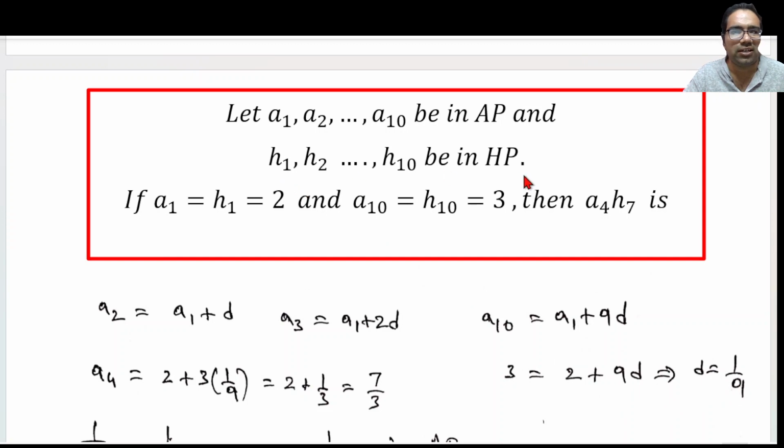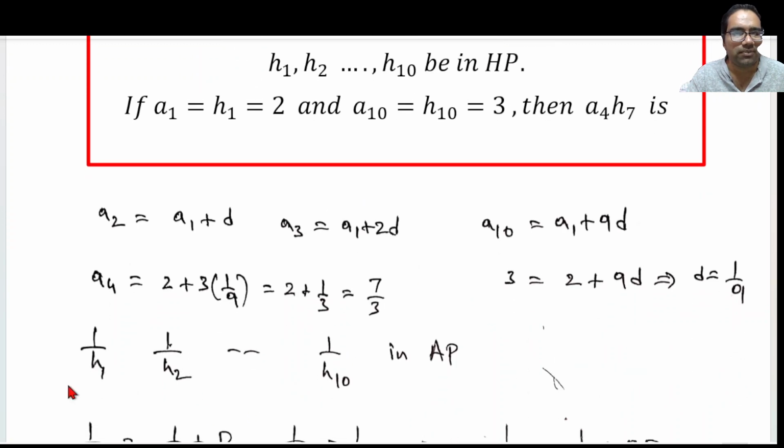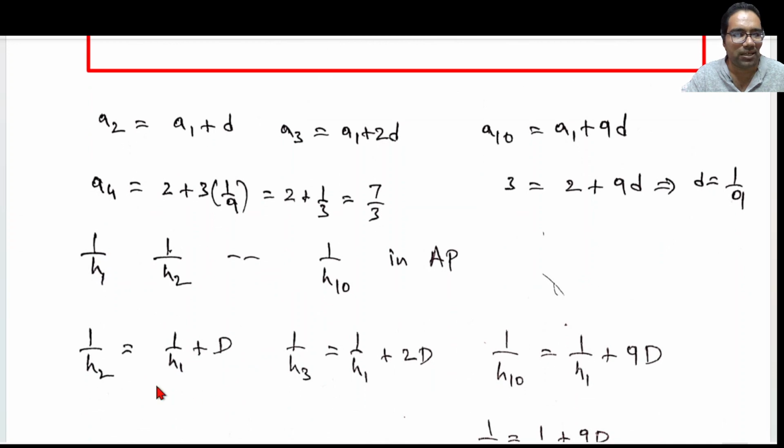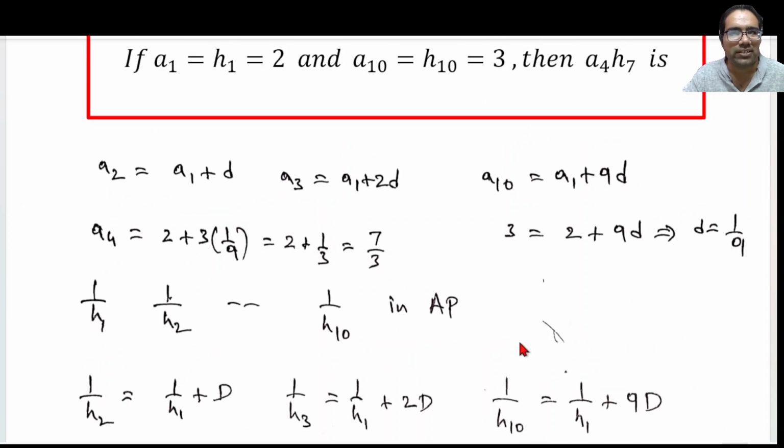Similarly, H1 to H10 are in harmonic progression. That means 1 by H1, 1 by H2 up to 1 by H10 are in arithmetic progression. That means 1 by H1 plus some other D, capital D, is 1 by H2. 1 by H3 will be 1 by H1 plus 2 capital D. Capital D is the common difference in this sequence. Similarly, 1 by H10 is 1 by H1 plus 9D. This D is different than the earlier D. Then what is 1 by H10?